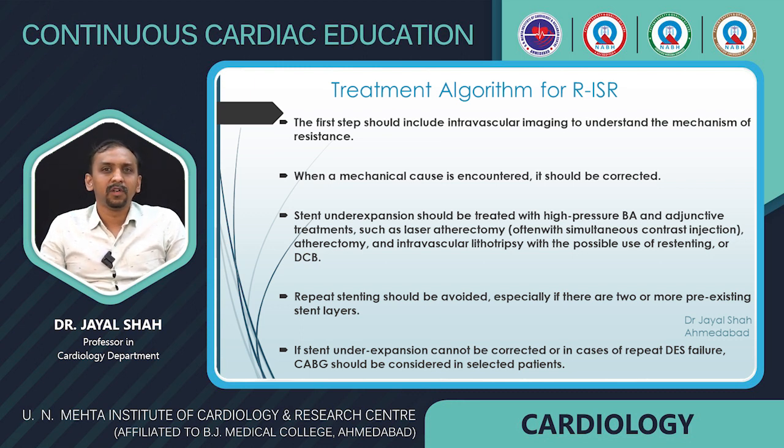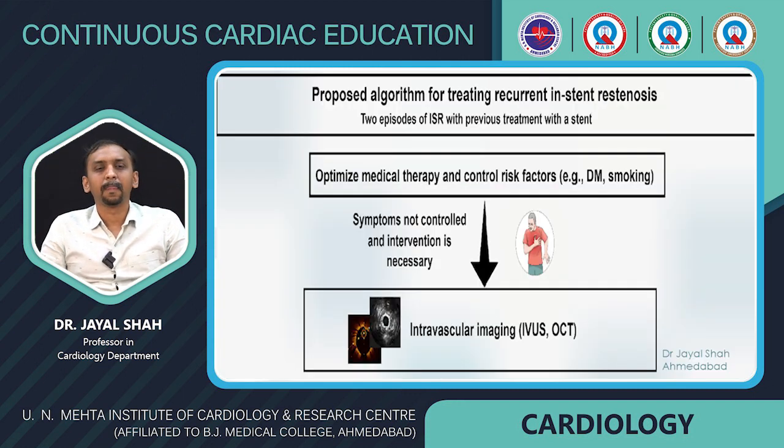Repeat stenting should be avoided, especially if there are 2 or more pre-existing stent layers. And if the stent under expansion cannot be corrected, or in the case of repeat DES failure, CABG is always a last resort. Talking about the proposed algorithm, we always have to optimize the medical therapy and control the underlying risk factors in the patient. And if the symptoms are not controlled and intervention is deemed necessary, then always proceed with intravascular imaging.